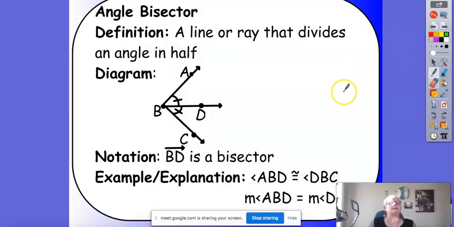Okay, an angle bisector. Remember that term bisector? It means to cut it in half. An angle bisector is a line or a ray that divides the angle in half. And look, I put these little tick marks again. It's telling me that this angle right here is the same as this angle right here. It's the same size, same shape. Okay? And I say that ray BD is a bisector. So there's no shorthand for telling me it's a bisector.